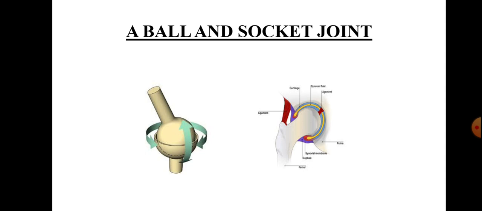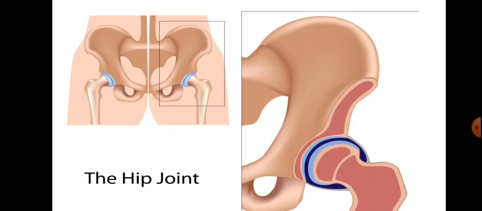For example, the joint in the shoulder, you see the picture on the slide. The second example, the joint in the hip. These are two examples of ball and socket joints. It rotates in all directions. You see the picture: the upper part is a cavity, a hollow space, and the lower is the round-ended part.